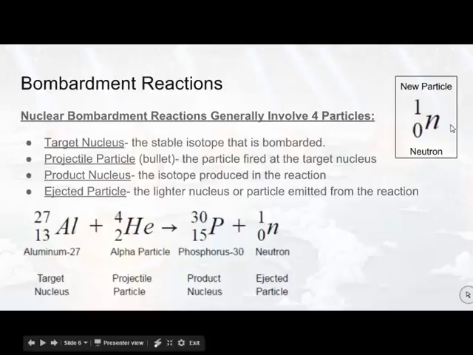So that's a new particle we're going to be using. The neutron symbol is 1/0 n. The 1 tells us it has a mass number of 1, so 1 neutron. And it has no atomic number because it's just a neutron, so 0.